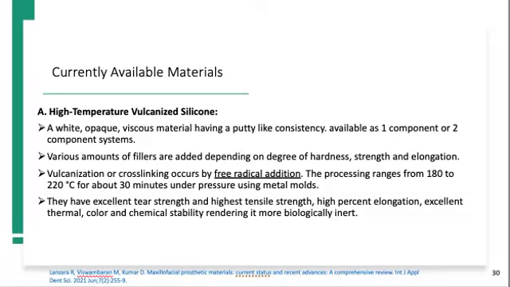Vulcanization in the heat temperature vulcanized silicones occurs by free radical addition, and the process ranges from 180 to 220 Celsius for about 30 minutes under pressure using metal molds. This is the processing method for the high temperature vulcanized silicones. They have excellent tear strength and the highest tensile strength, high percent of elongation, and excellent thermal, color, and chemical stability, rendering them more biologically inert.